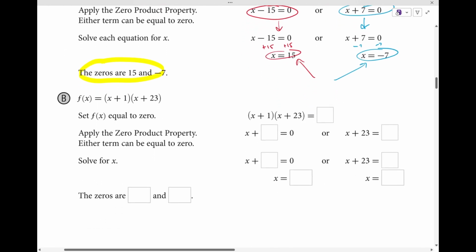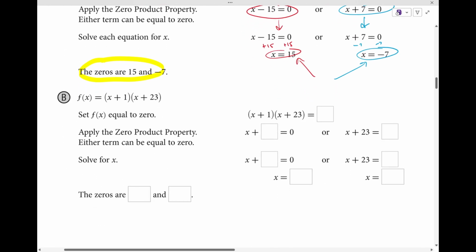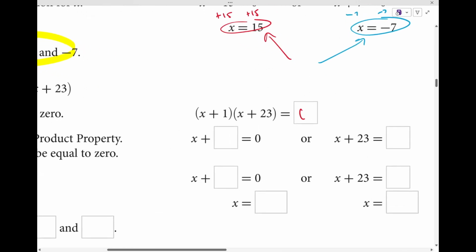Let's do example B. F of x equals x plus 1 times x plus 23. Okay, we're solving for the zeros, so I set this equal to 0. Two scenarios. Scenario 1, my first factor equals 0. Again, remember, if this was 0, 0 times x plus 23 is going to equal 0 because 0 times anything is 0. That's the zero product property. So x plus 1 is equal to 0. This is our first case.